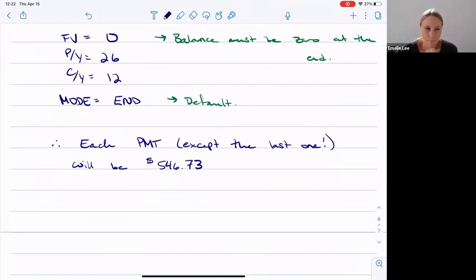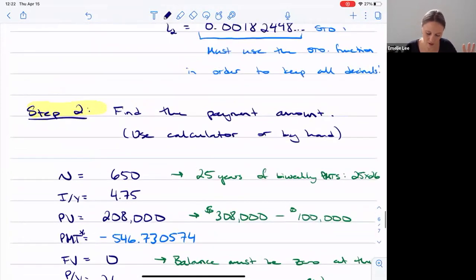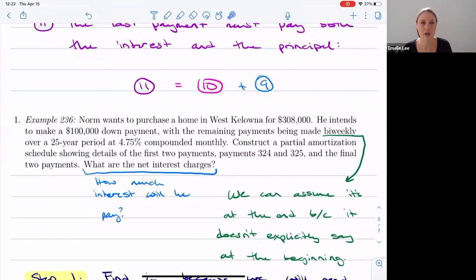Okay, so here we go. Are we ready to start building this amortization schedule? This is our first one, and potentially our only one that we're going to work through together. But you want to take it nice and slow. Go back to the question and figure out which lines you need to fill in first. Construct a partial amortization schedule showing details of the first two payments, so payment 1 and payment 2. I want payments 324 and 325, no problem, because we said we have 650 payments in total. And then the final two payments, which is payment 650 and 649.